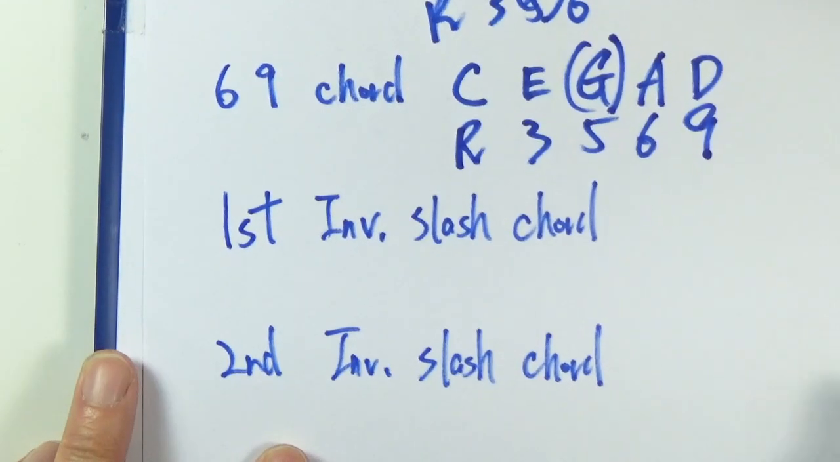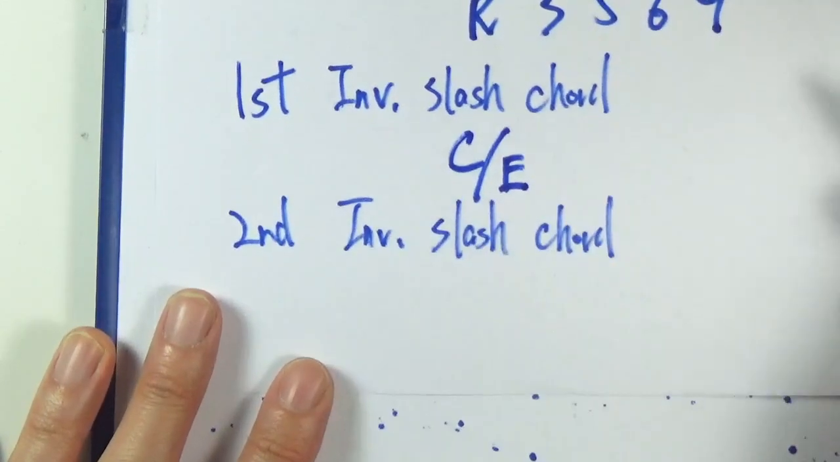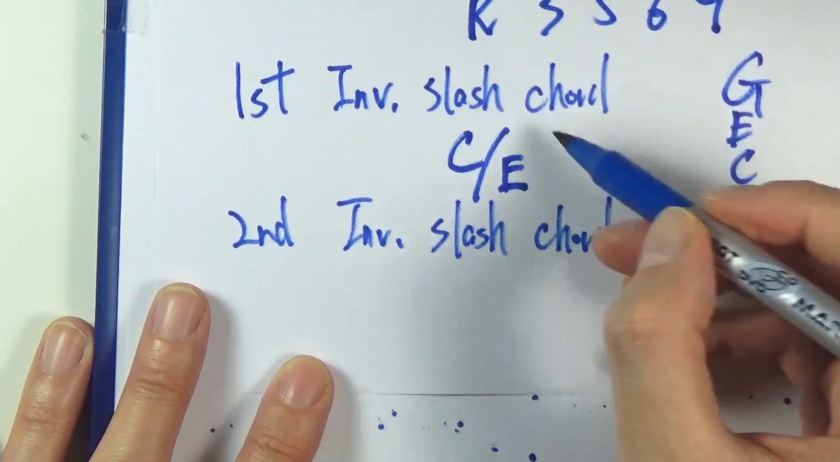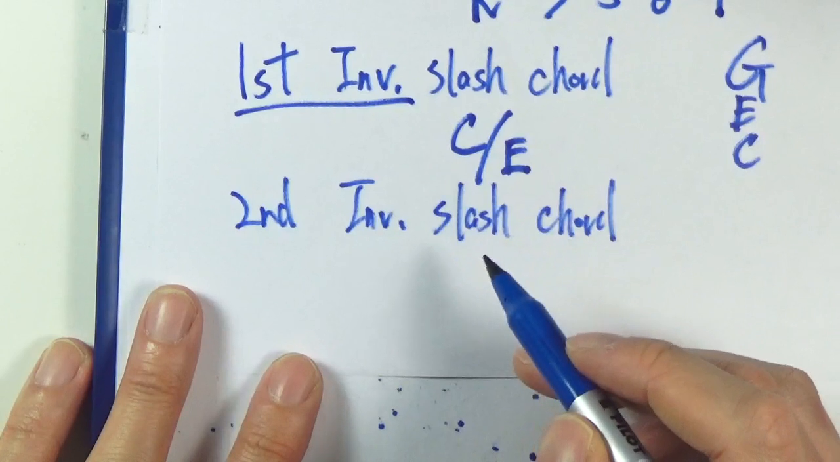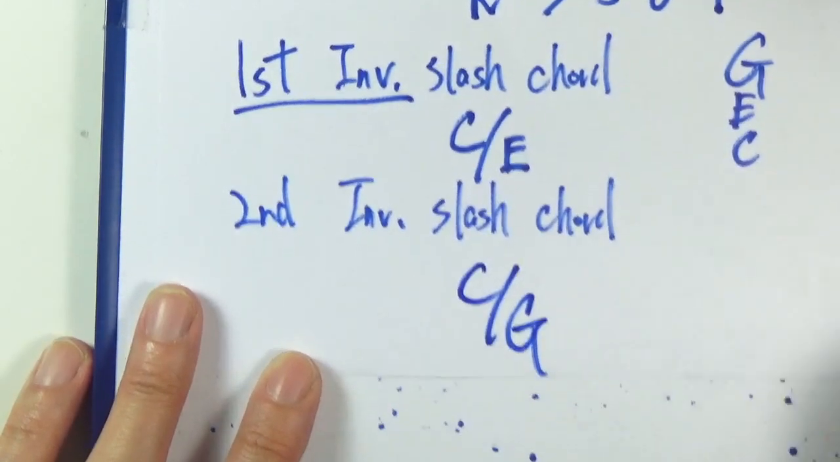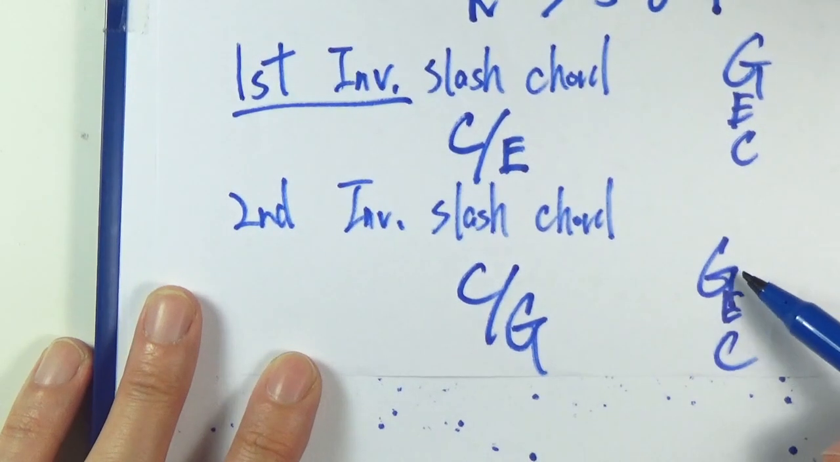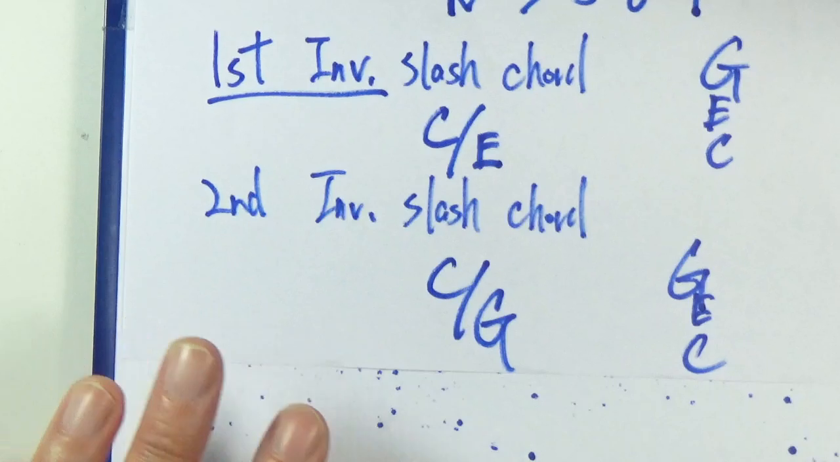Okay, first inversion slash chord. For example, C on E would be a first inversion slash chord. If you put the third in the bass, that would make it a first inversion chord, okay? Second inversion slash chord, for example, C on G would be such a case. If you put the fifth of the chord in the bass, you will make it a second inversion chord, okay?